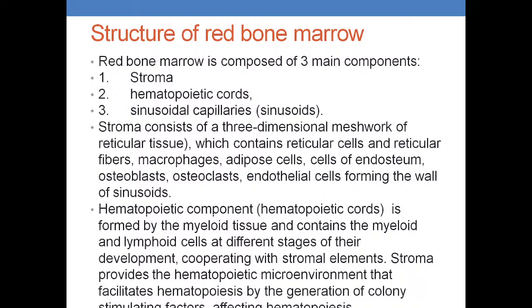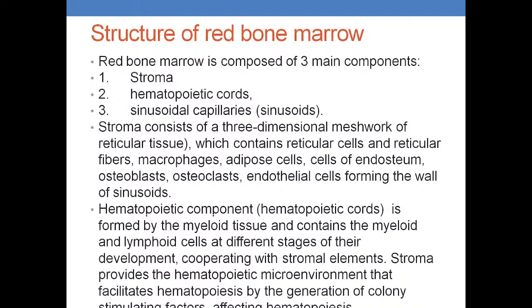Structure of red bone marrow. Red bone marrow is composed of three main components: stroma, hematopoietic cords, and sinusoidal capillaries, sinusoids.